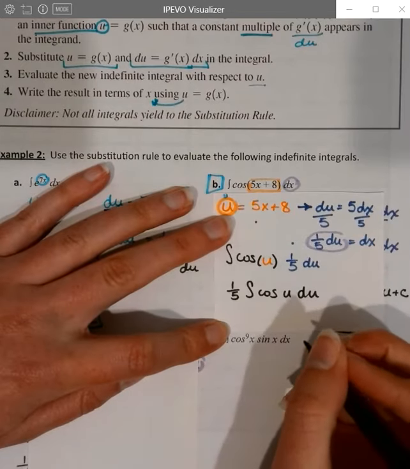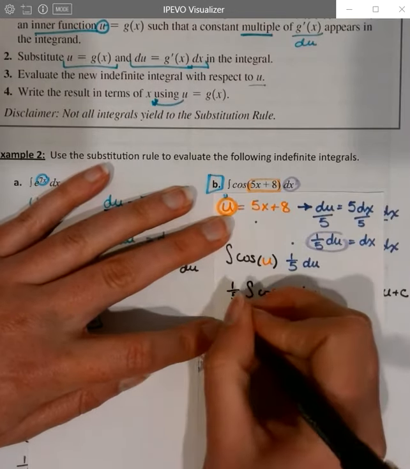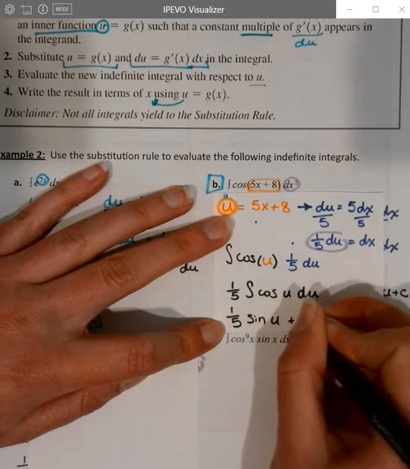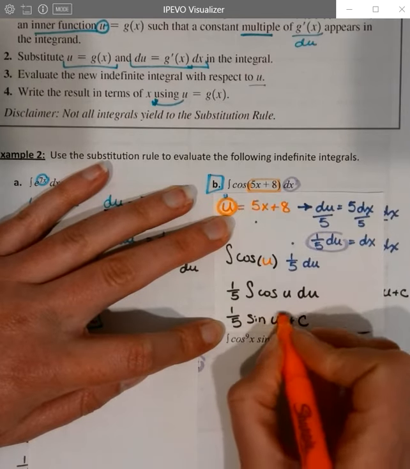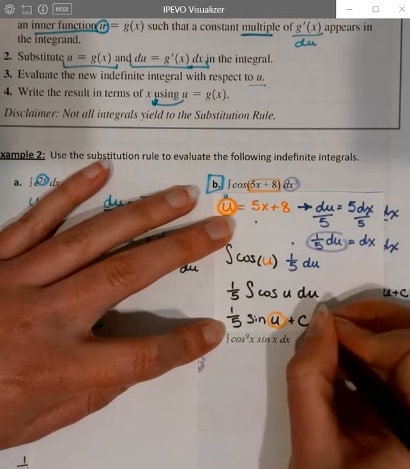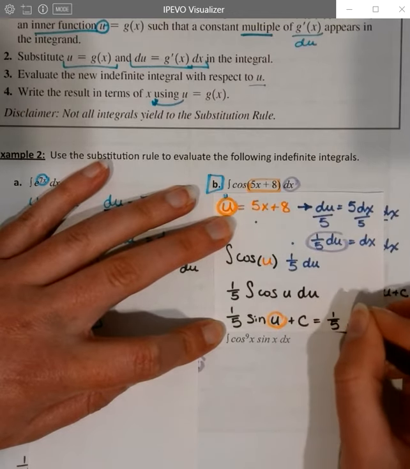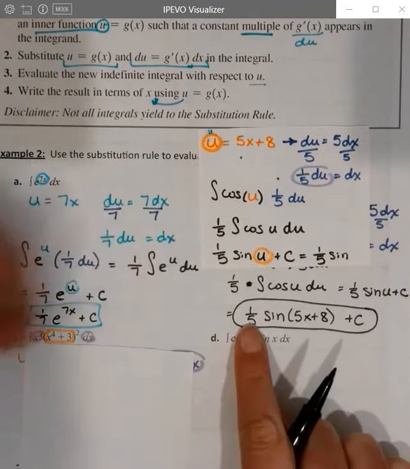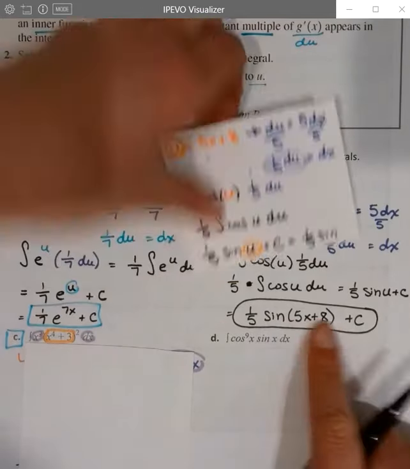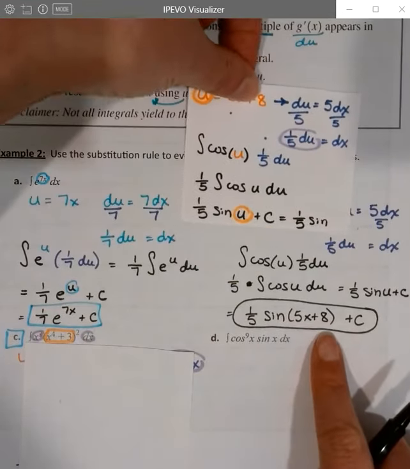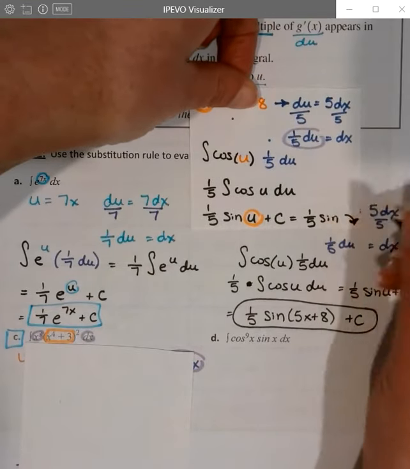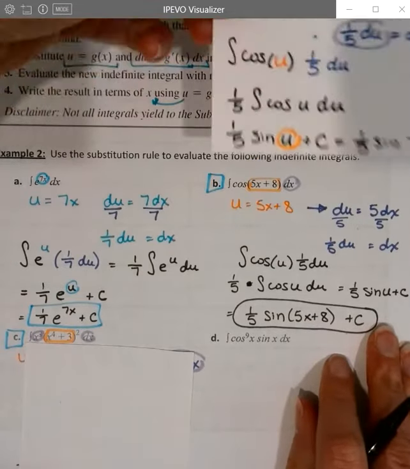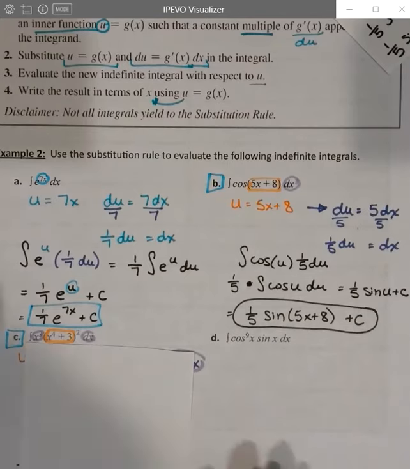I know the cosine of u integrates into a positive sine. So I have 1/5 sine of u plus c, and then if we replace that u back to what it started with, we're going to have 1/5 sine of 5x plus 8 plus c. So like I had here with a little more color on my new one. I just didn't have room to write it, so c below. 1/5 sine of the original u, 5x plus 8 plus c. So there we go.